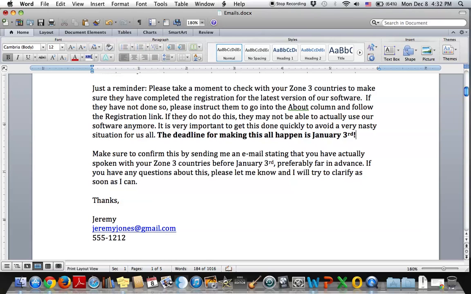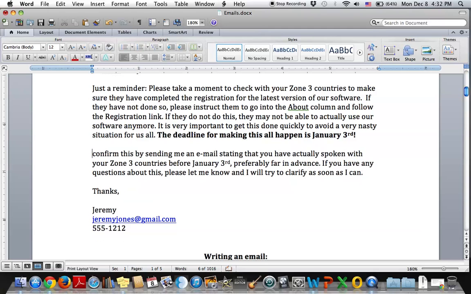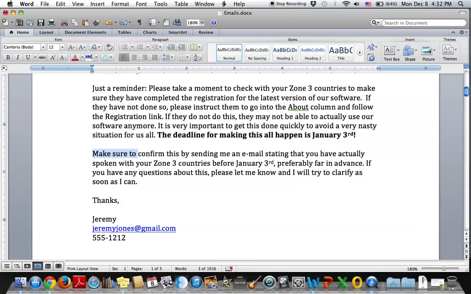Okay, next up we see "make sure to confirm this," which is not the same as saying "confirm this." Confirm this is a straight command. This is also a command, make sure to confirm this. But again, we've got a little bit of a hedge there. Instead of just saying confirm it with one straight command, we put a little bit of a hedge here. Remember I said this is a hedge as well. It's that little bit of separation between me and the command. That's what we've got right here too.